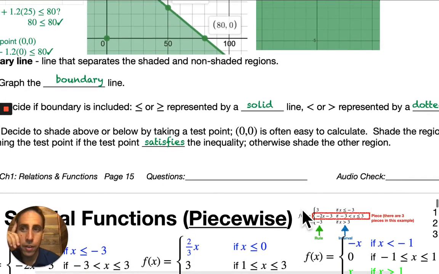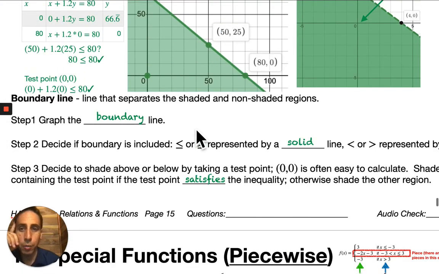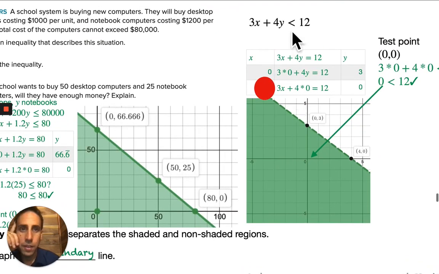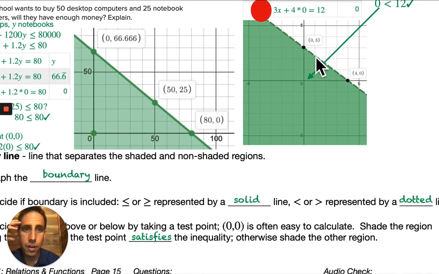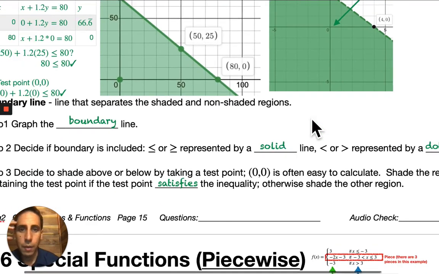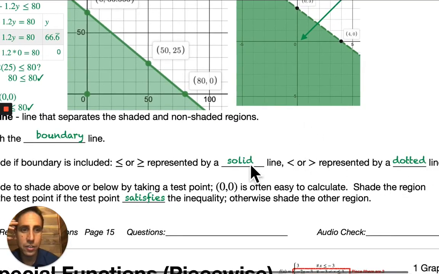So that's step 1. We graph the boundary line. We went equation, table, graph in step 1. Then we decide if the boundary is included. This is a less than symbol, meaning the boundary line is not going to produce solutions. If you actually plugged in 0, 3 into here, you get 12 is less than 12, and that's a false statement. 12 is not less than 12. So any point that's on the boundary line is not a solution, and we're going to indicate that with a dotted line, as we see in the instructions here.